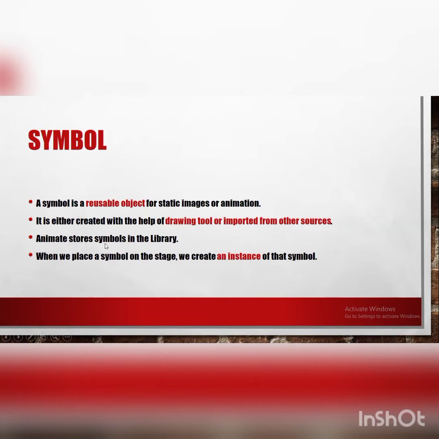Animate stores symbols in the library. When we create a symbol, it will be saved in the library. When we place a symbol on the stage, we can create an instance of that symbol. For example, if we have created one symbol for a particular object, then we can create an instance. Instance means the duplicate copy.